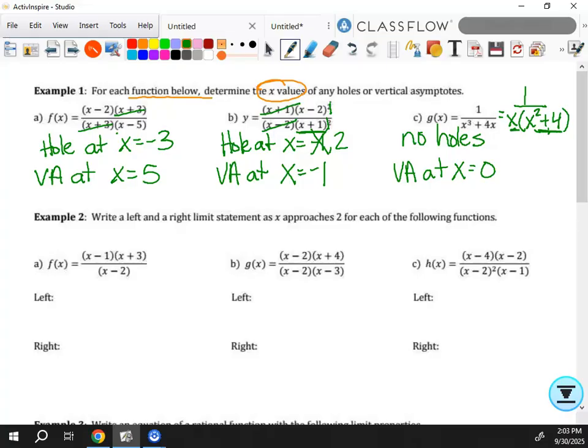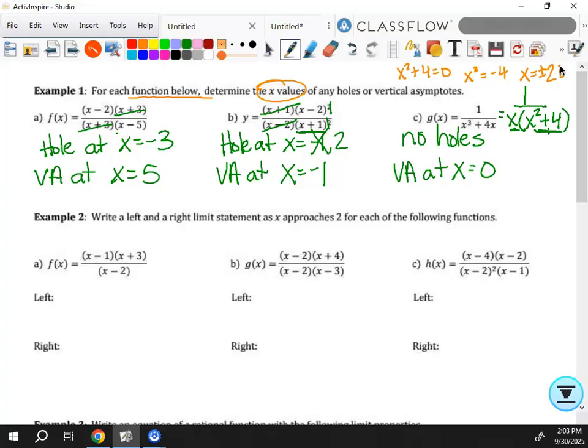Okay. And then I got to set that equal to 0, right? So if I do that, I get x squared plus 4 equals 0. So x squared equals -4. When I take the square root of both sides, x is equal to plus or minus 2 what? I. That's an imaginary number. Can I have a vertical asymptote at an imaginary number? No.